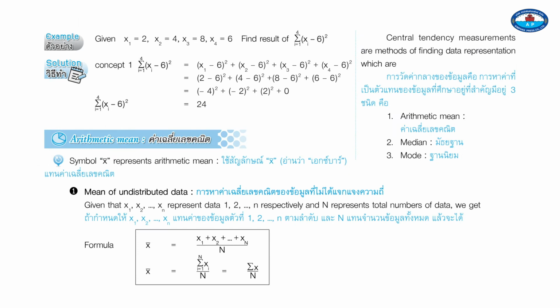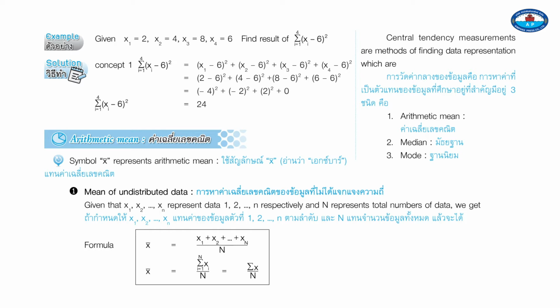Central tendency measurements are methods of finding data representation, which are 1. Arithmetic mean, 2. Median, 3. Mode. Arithmetic mean, the symbol as shown, represents the arithmetic mean. 1. Mean of undistributed data.